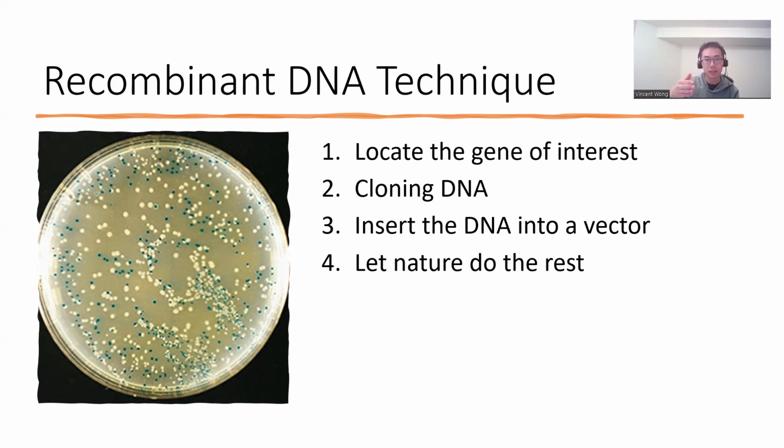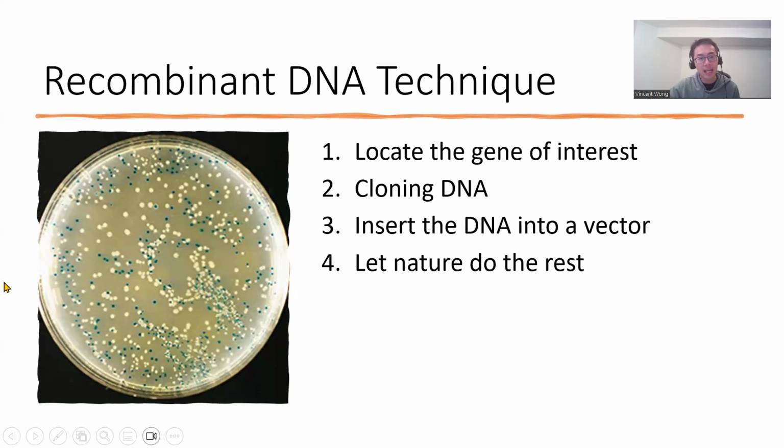Once we identify the location, like which part of the chromosome it is on, we're going to clone the DNA. We're going to make as many copies of the insulin gene as possible. Then we're going to insert it into a vector. A vector is something that would deliver the gene to the bacteria in this case. And then once the bacteria has taken up the vector, nature is going to do the rest.